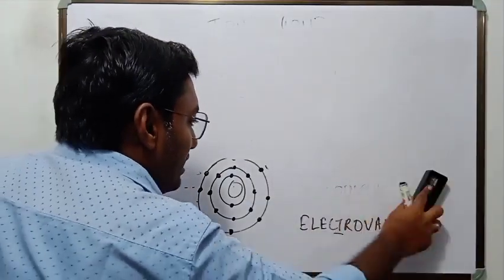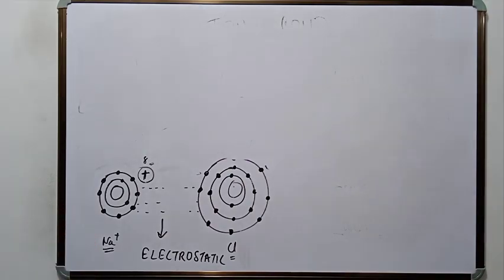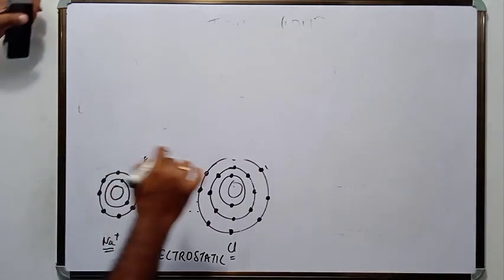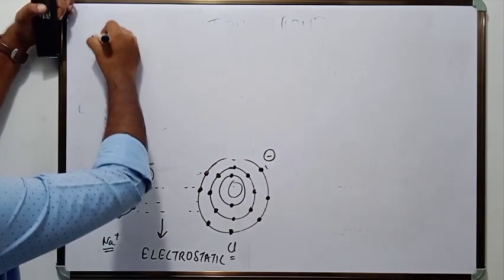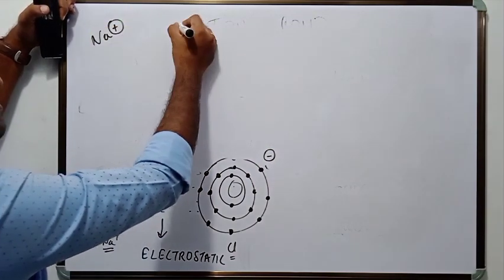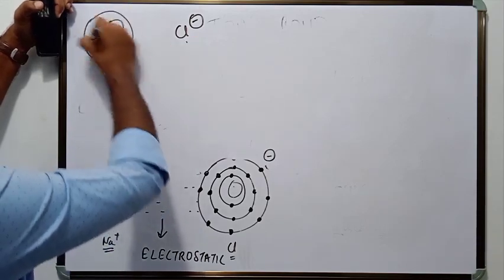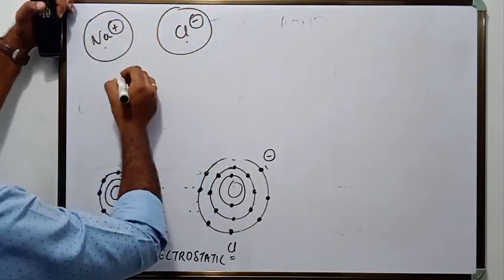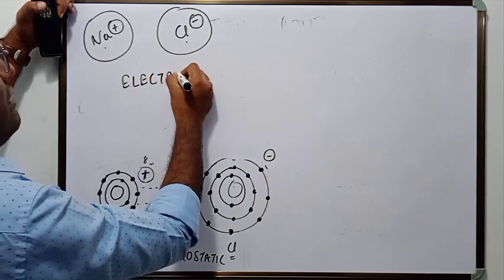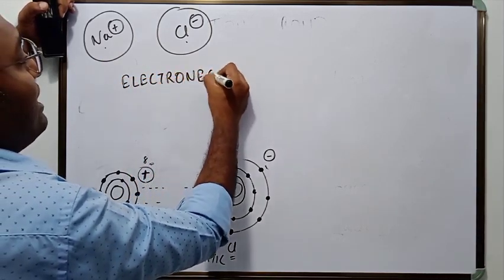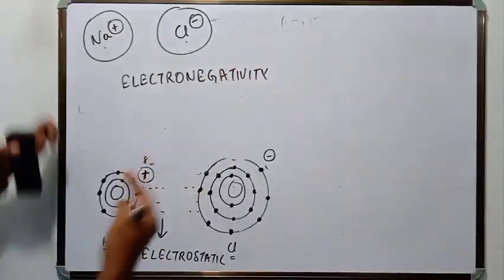Now let us discuss the conditions to form ionic bond. There is only one condition to form ionic bond. See, this is a sodium atom, this is a chlorine atom. The two atoms involved should have a significant electronegativity difference. That electronegativity difference should be significant.